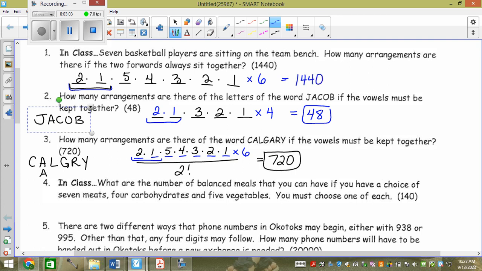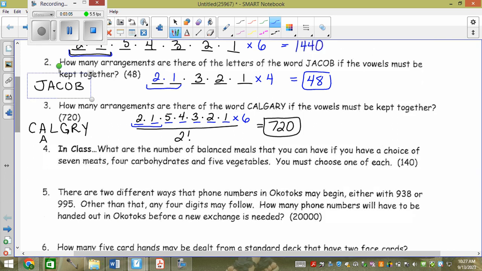Then I have, what are the number of balanced meals that you can have a choice of 7 meats, 4 carbohydrates, and 5 vegetables? And I told you as long as you choose one of each, you can do the blanks. The fundamental counting principle only works for this one because you're choosing one. And I'll show you why, because this is actually a combination. So, 7 meats, 4 carbohydrates, 5 vegetables gets you the answer of 140, which is true.